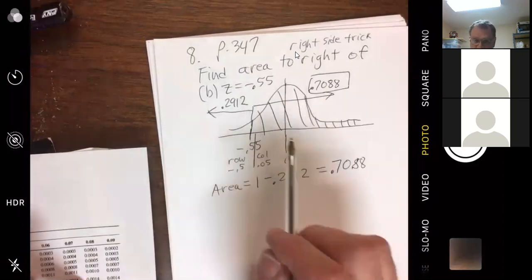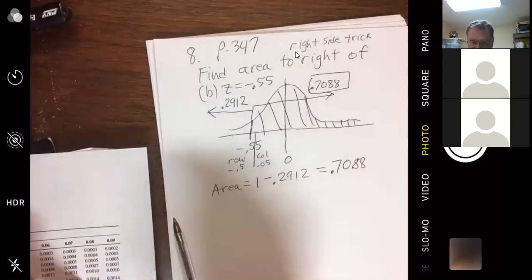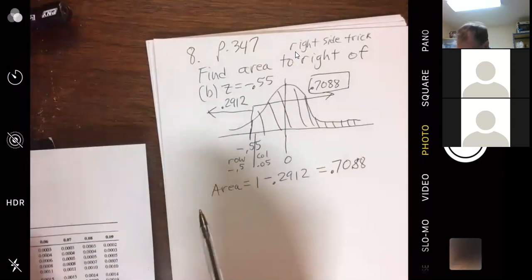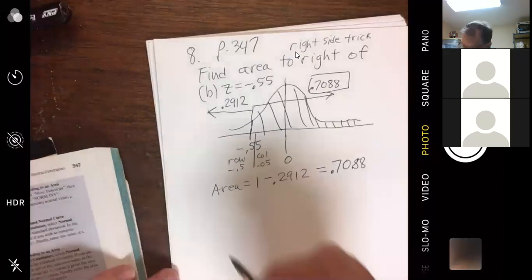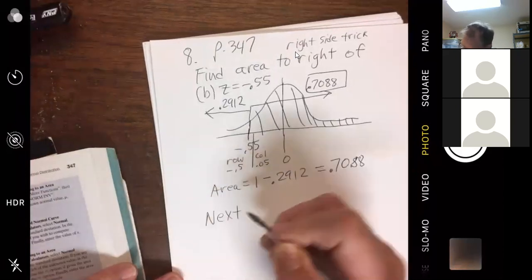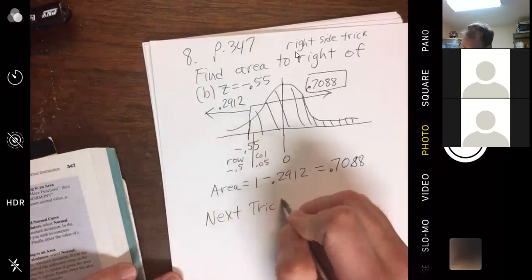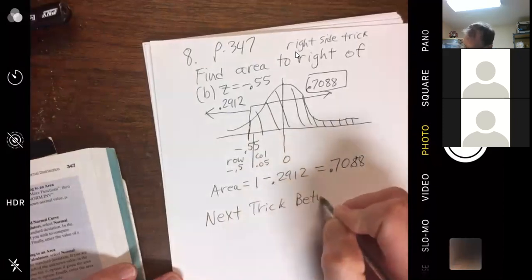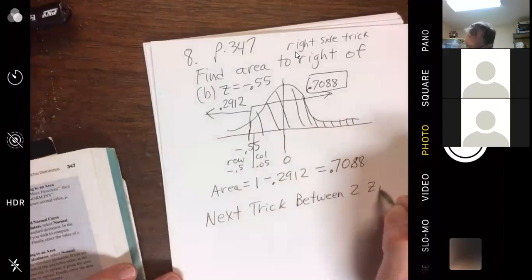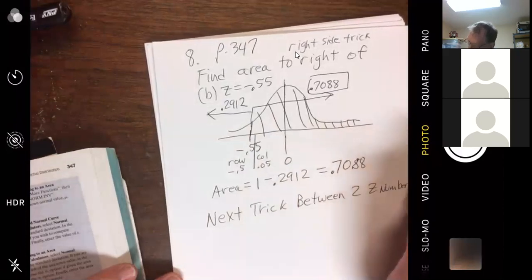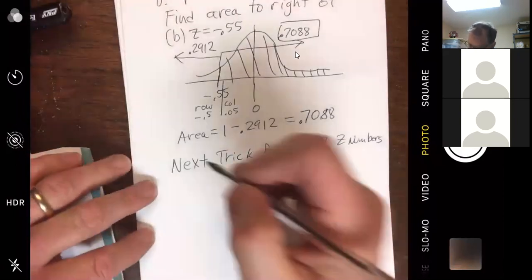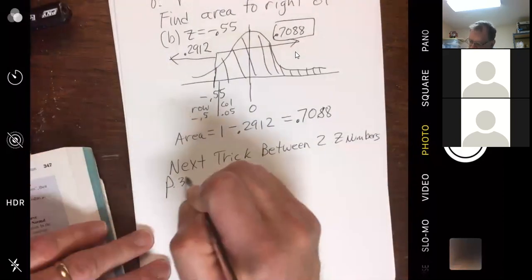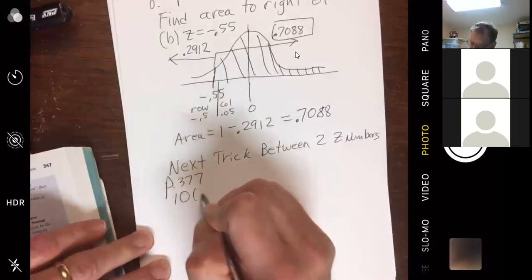Do you want to see more tricks like this, or is this enough for this trick? Are you ready for the next trick? Yes. The next trick is between two Z numbers. Try number 10, page 347, problem 10A.